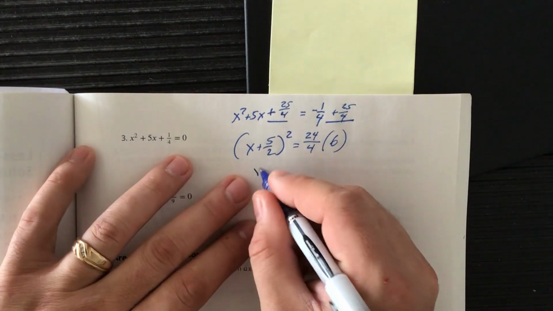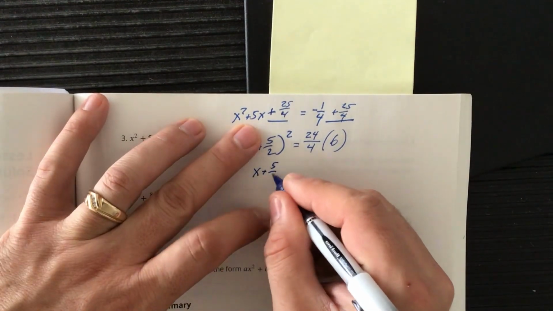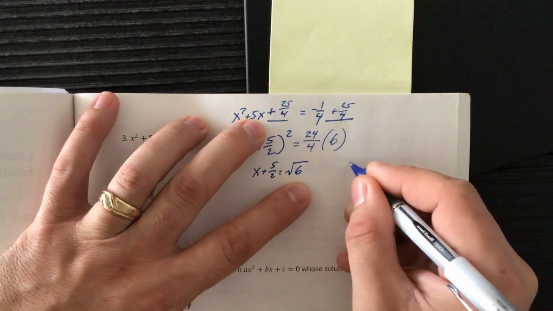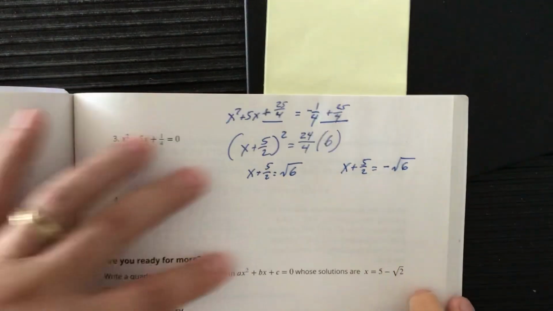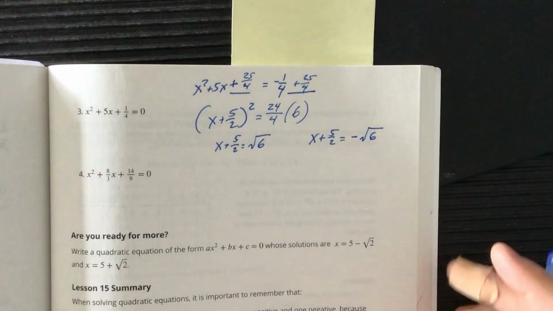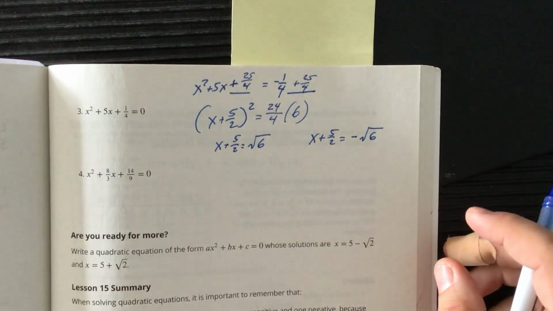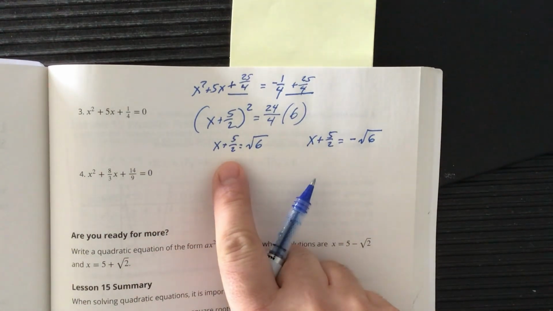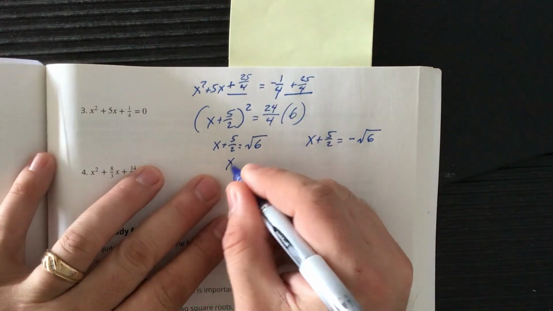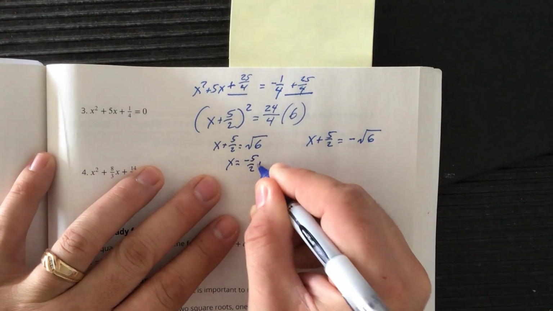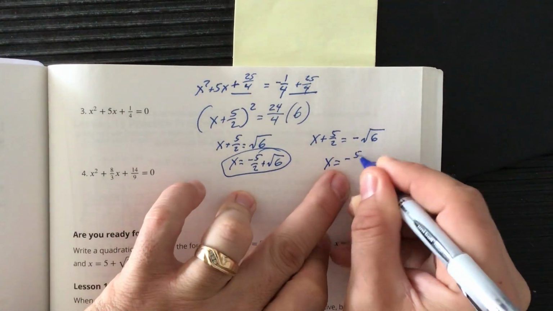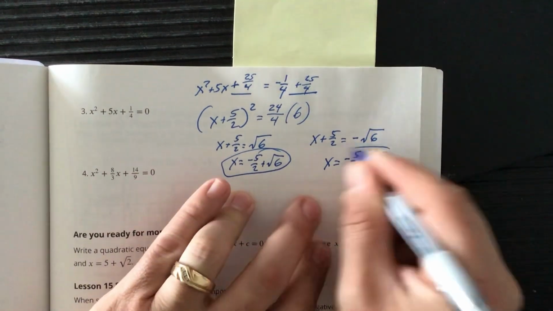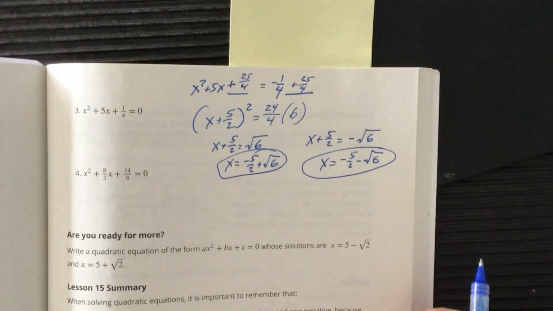Square root of both sides. X plus 5 over 2 equals square root of 6. X plus 5 over 2 equals negative square root of 6. Again, it doesn't come out nice. How do I get rid of the 5 over 2? I have to subtract it. And those would be my 2 zeros.